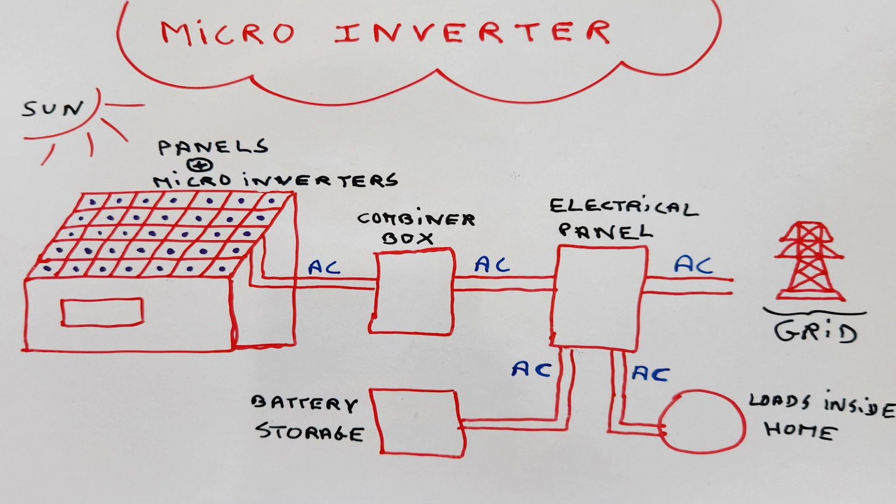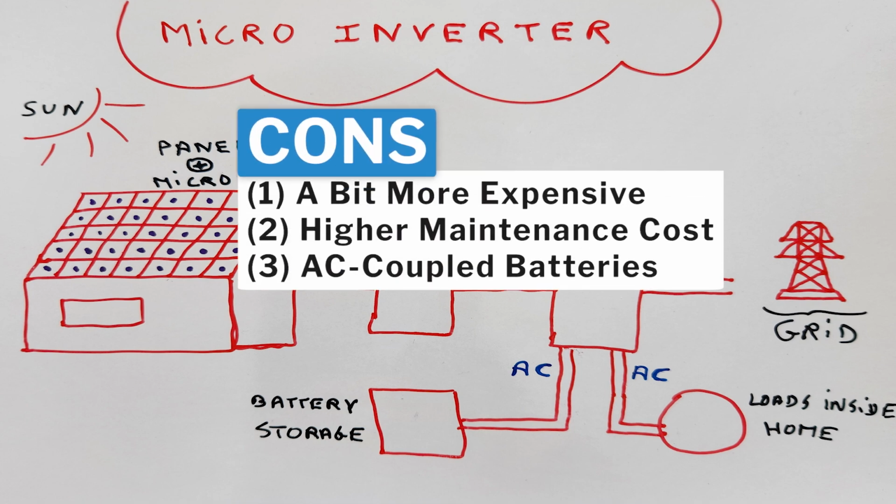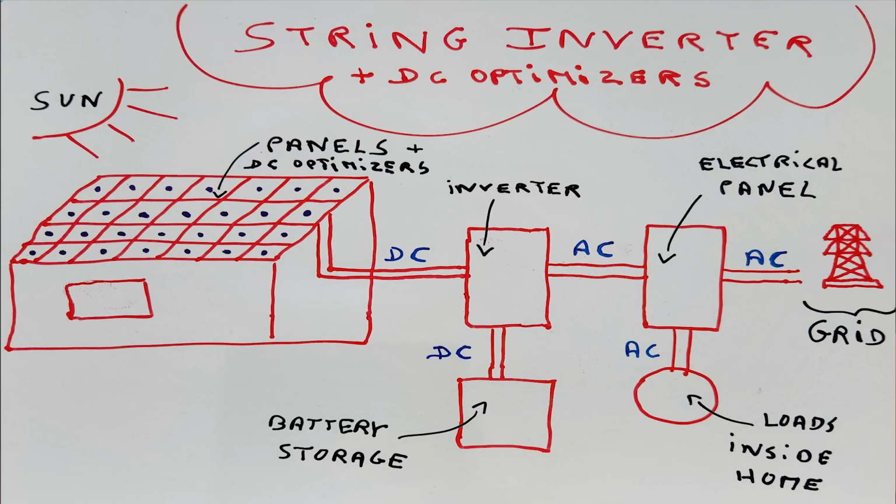In addition, we have limited options when it comes to battery storage system. Because the power is right away on the roof converted to AC power, then we will only be limited to AC coupled batteries. There is, however, a third option. And that third option is combining DC optimizers in a string inverter configuration.